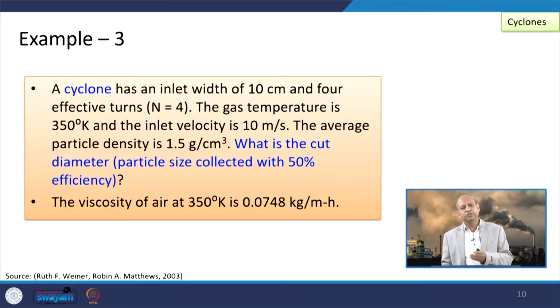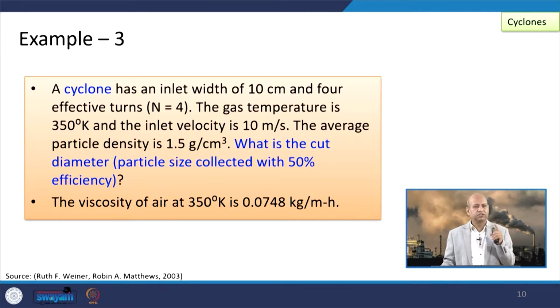So, a cyclone has been given which has inlet width of 10 centimeter and 4 effective turns, like before this settles down. So, number of turns that the gas, or this particle laden gas, goes on before it goes up within the cyclone. So, these are number 4. The gas temperature is around 350 degree Kelvin and the inlet velocity is 10 meter per second, okay, and the average particle density is 1.5 gram per cubic centimeter. So, what is the cut diameter, okay, particle size collected with 50% efficiency, that is known as the cut diameter.